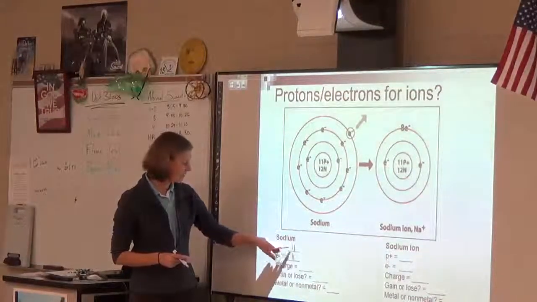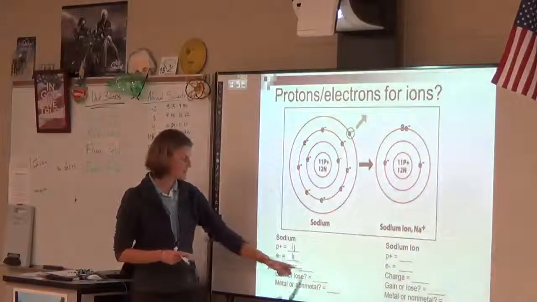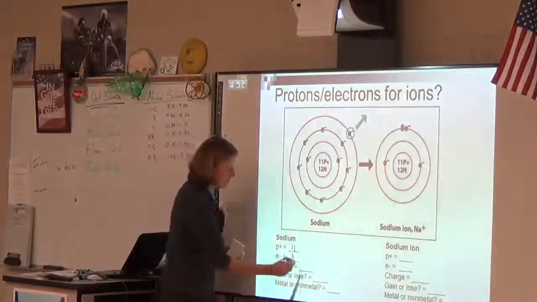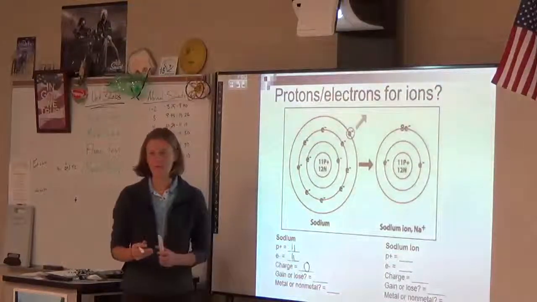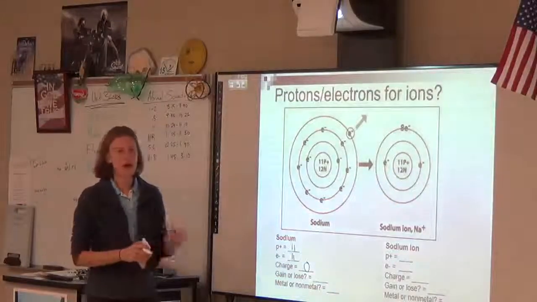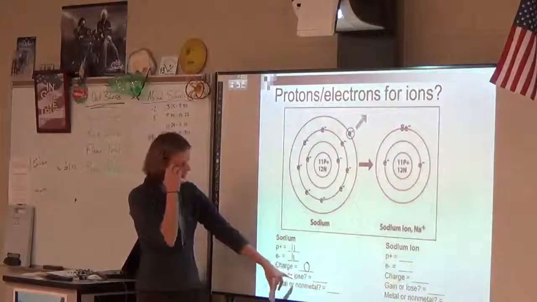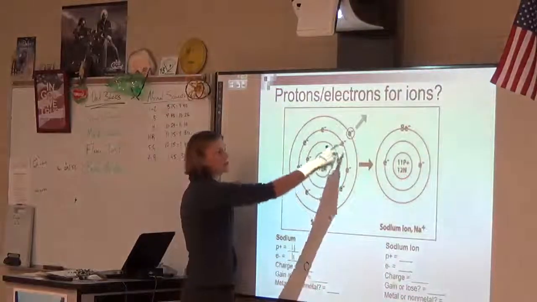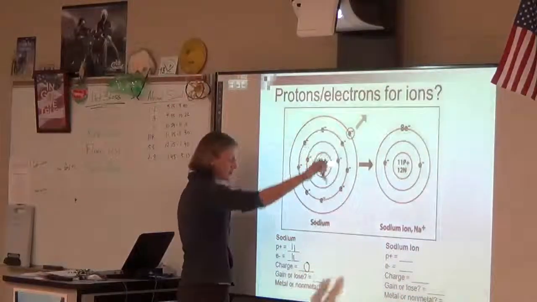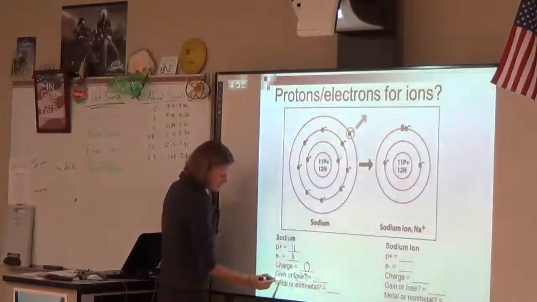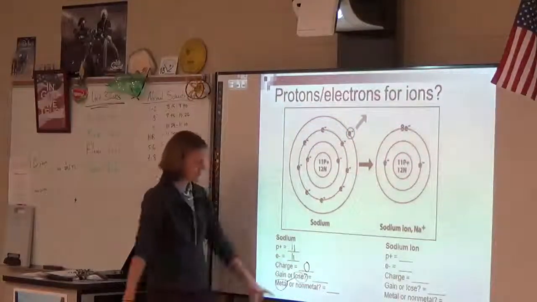So if it's got 11 pluses and 11 negatives, what's the charge? 0. Atoms do not have a charge. Atoms are neutral. It's ions that have a charge. Now, we'll go ahead and answer these questions. Sodium being a metal, and just having this one extra, really wants to lose. So these are always associated. Metals are losers.